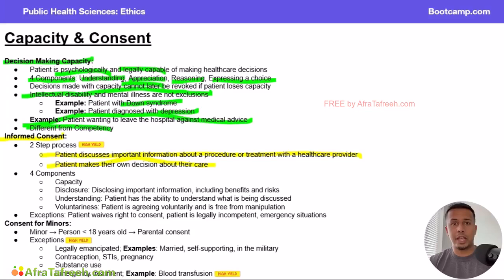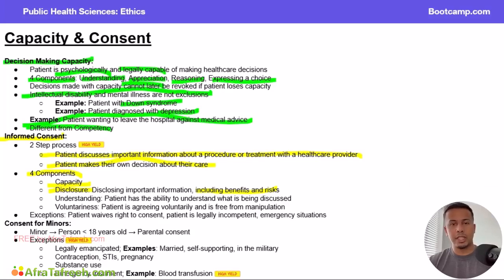And just like decision-making capacity had four components, informed consent also has four components. It's going to be capacity, which, look at that, we already just talked about, so you guys know what that one is. There has to be disclosure, which is disclosing important information, and this is huge, including the risks and benefits. You need to explain that information to the patient before you get informed consent. If you never did that, you can't say that you got informed consent, because that is one of the components, and you need all four of these to ensure that you're getting informed consent.